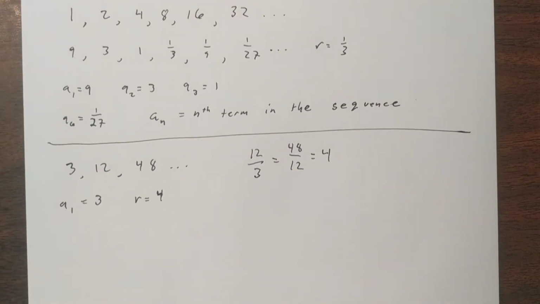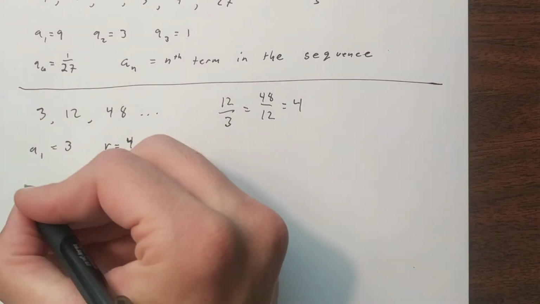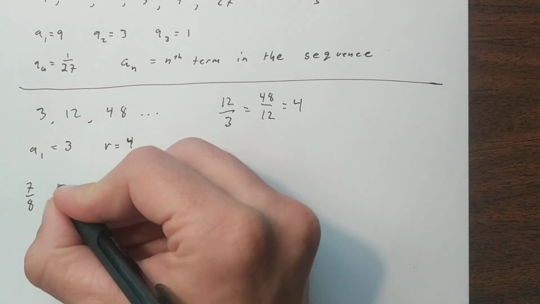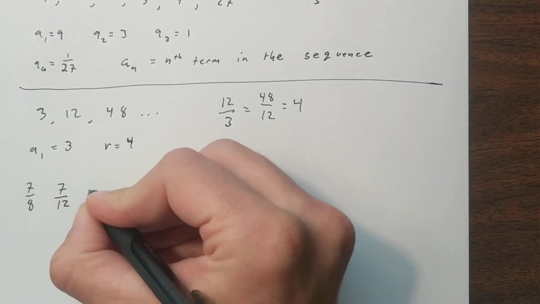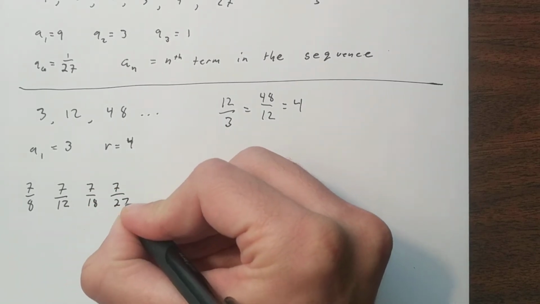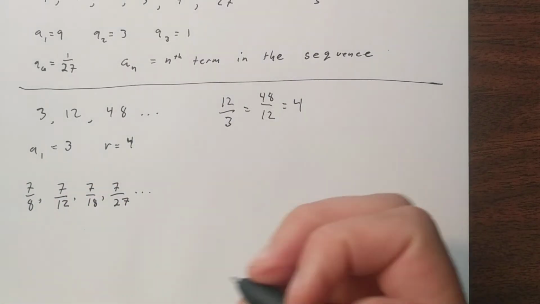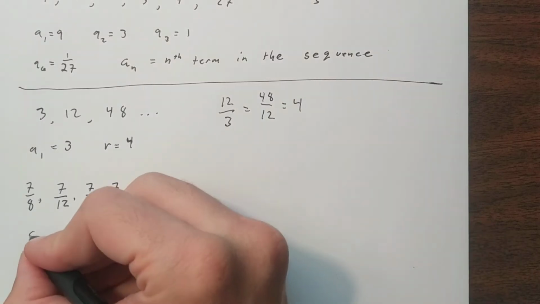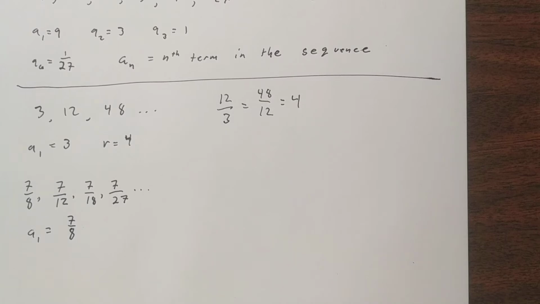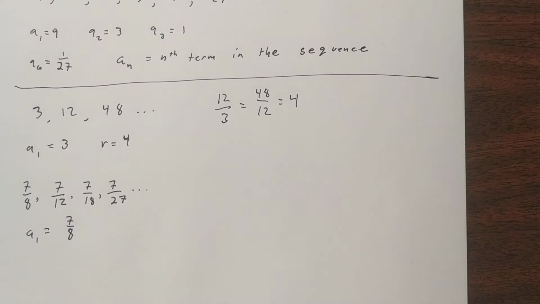So let's do another one. Let's say I have 7/8, 7/12, 7/18, and 7/27. Okay, so here's our sequence, and I want to know, first off, what is my first term? My first term here is simply 7/8. That's pretty simple. Well, what about my r? What is my rate? What is my common rate?